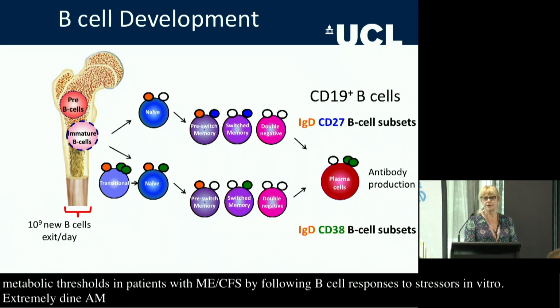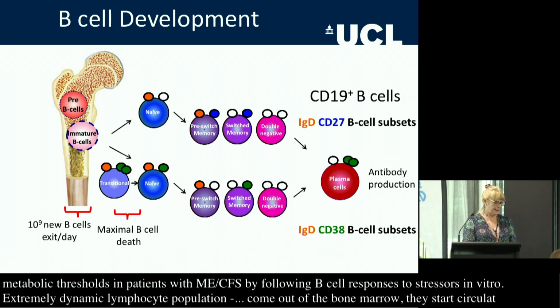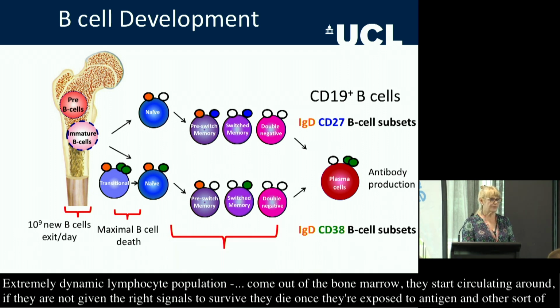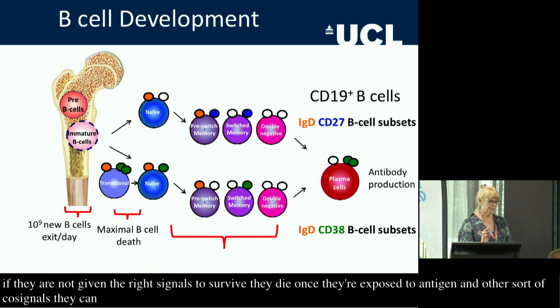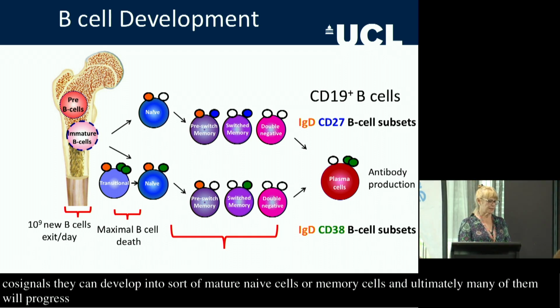Every day, 10 to the 9 new B cells come out of the bone marrow. They start circulating around, and then if they're not given the right signals to survive, they die. Once they're exposed to antigen and other co-signals, they can develop into mature naive cells or memory cells, and ultimately many of them will progress to be antibody-producing cells.